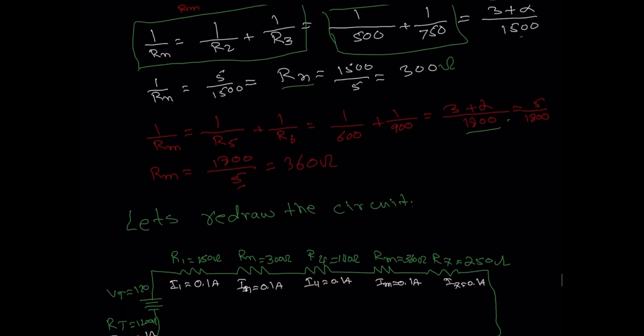Now you flip 1 over Rm, it will become Rm, and flip 5 over 1800 will become 1800 over 5. And the answer here will be Rm equals 360 ohm.